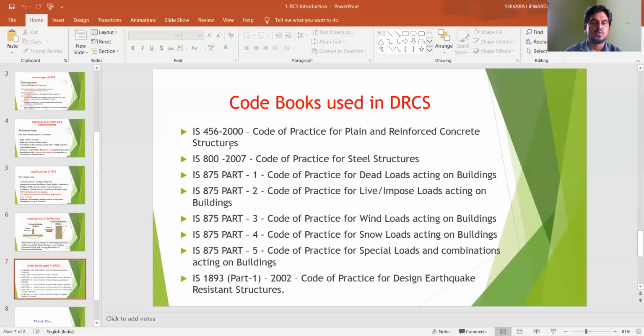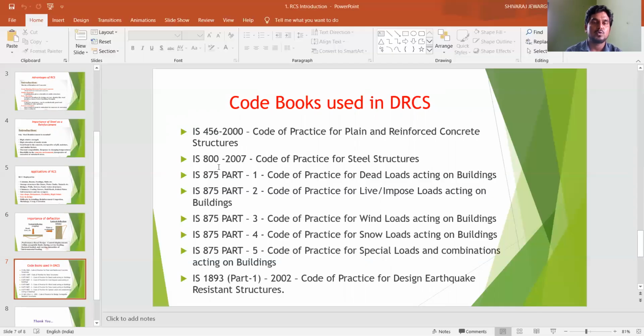Now we'll see the code books used in RC structures. What you're seeing, IS 456-2000, is the code of practice for plain and reinforced concrete structures. Earlier we used IS 456-1978. After 1978, a revision was made in the year 2000. So right now we are using IS 456-2000, and this code gives certain suggestions and guidelines in designing any particular structural element.